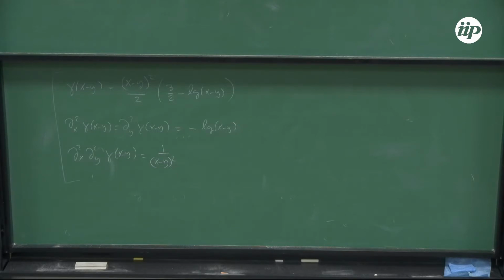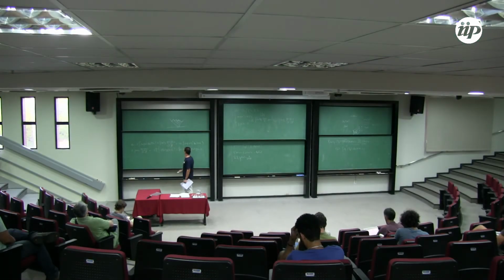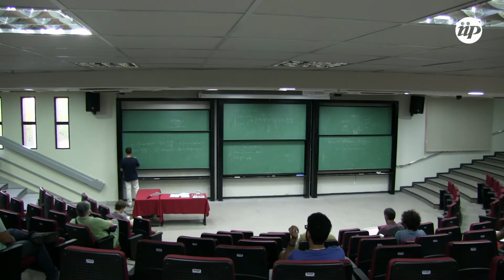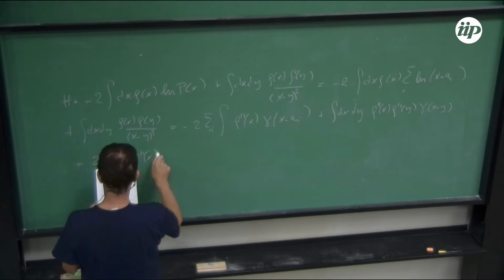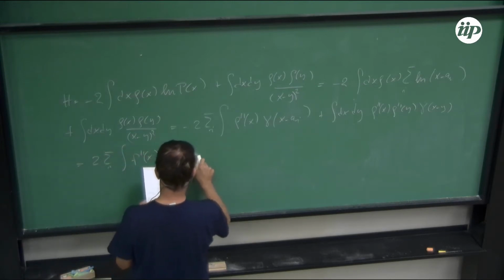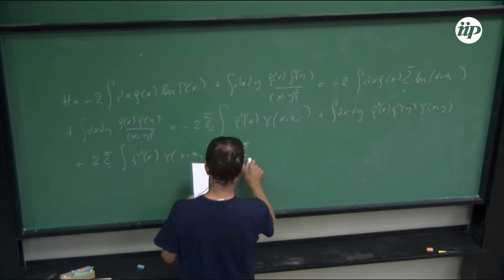Minus 2 sum over i. Then we can write this like rho second of x gamma of x minus a_i plus the double integral dx dy rho second of x rho second of y gamma of x minus y. So what we do is just a partial integration, and we rewrite this formula in this way, and then you come to writing in terms of this f of x. And this is what comes out.